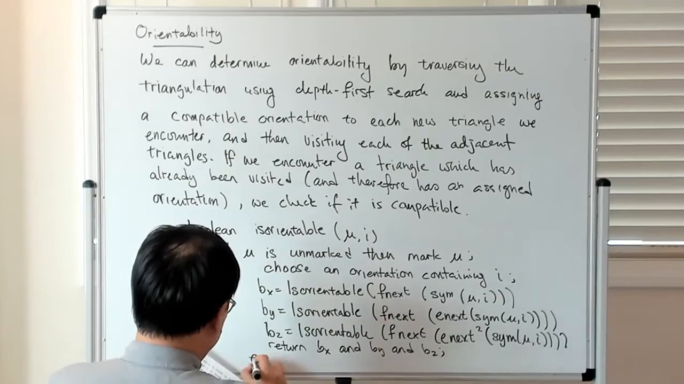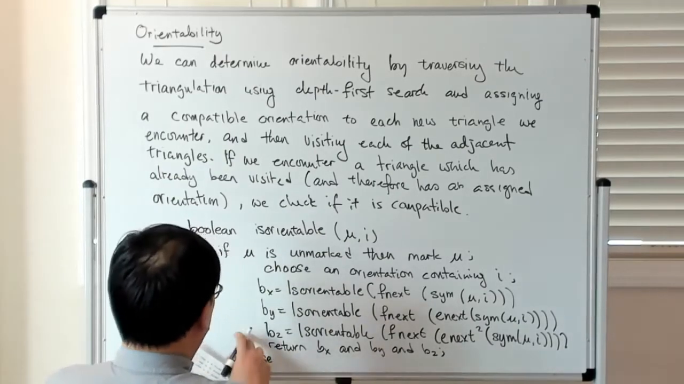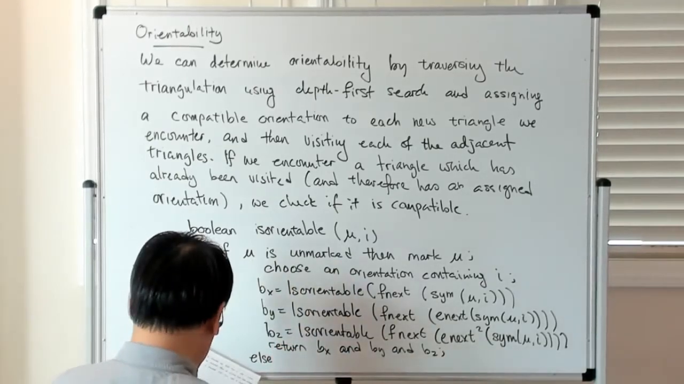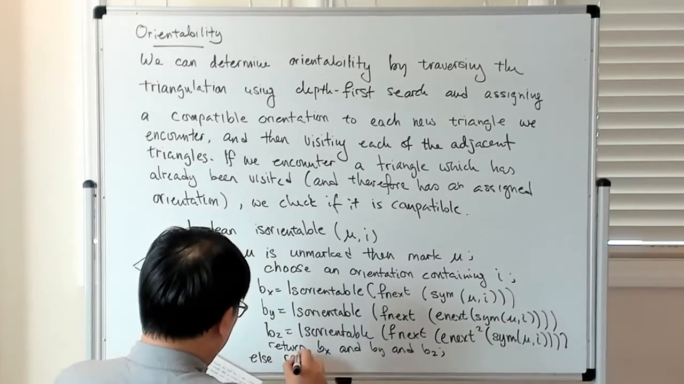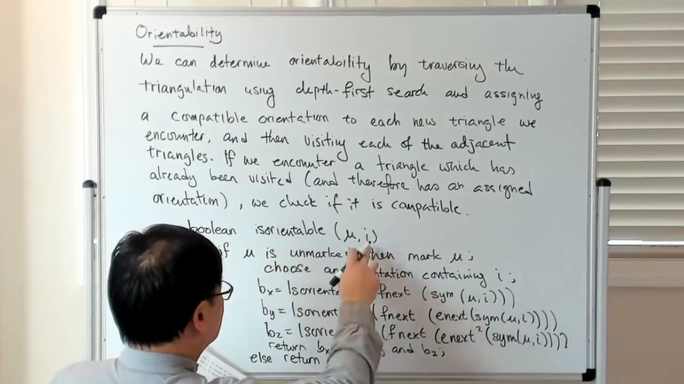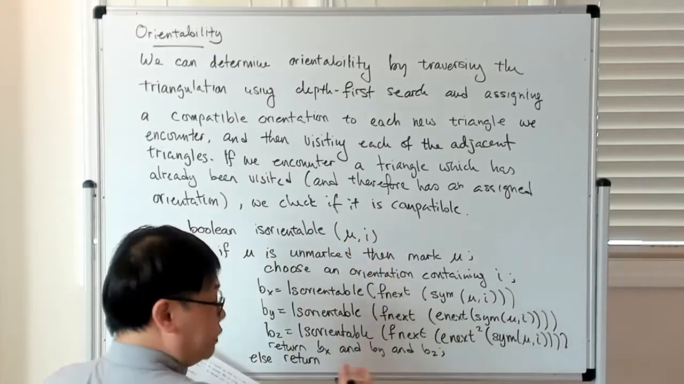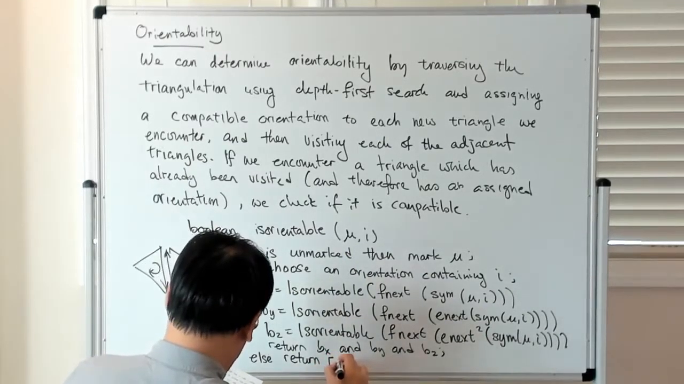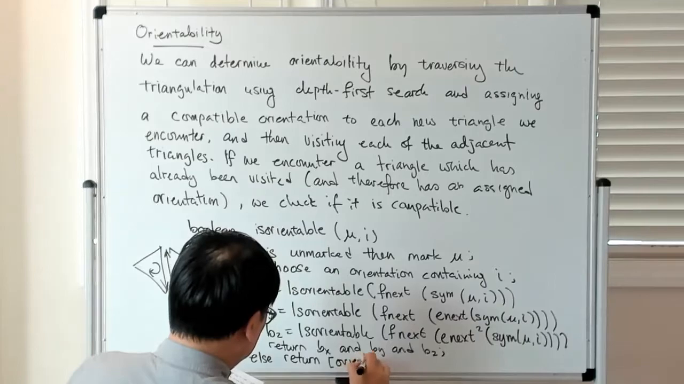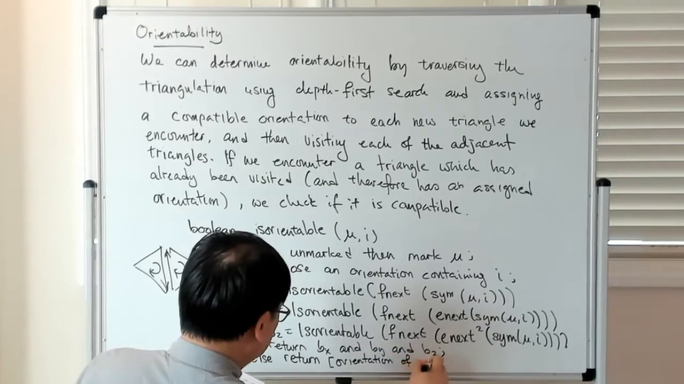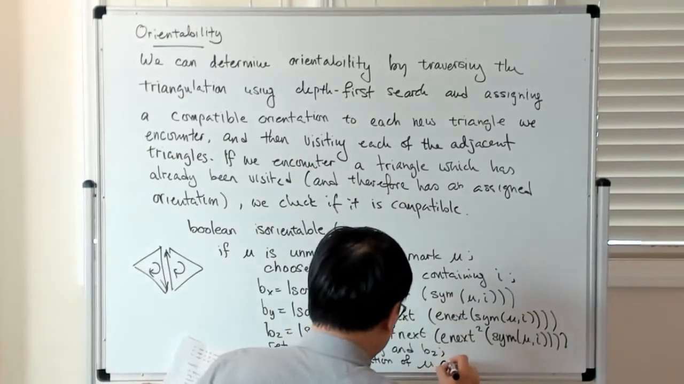Okay, else happens when mu is already marked. So that means there's already an orientation. Else you have to check whether or not the orientation which is being suggested to you is compatible to the orientation you already have. So you return the question of whether or not the orientation which you already have of mu contains I.